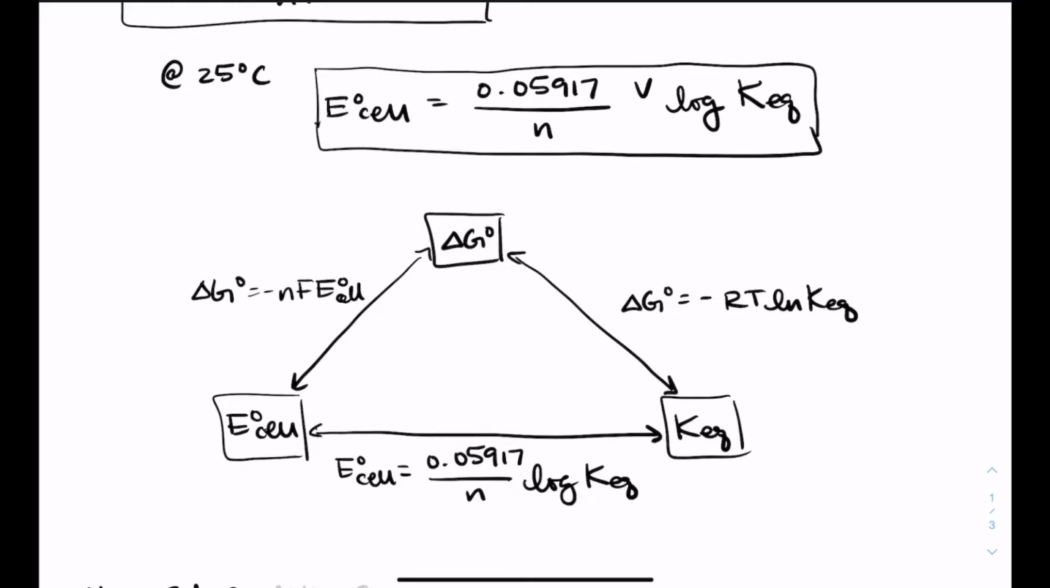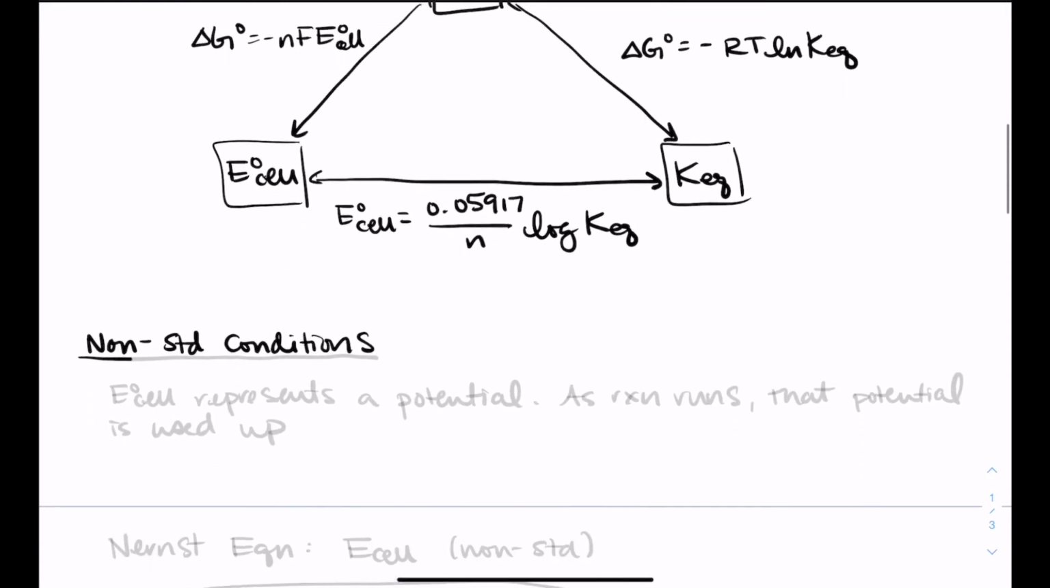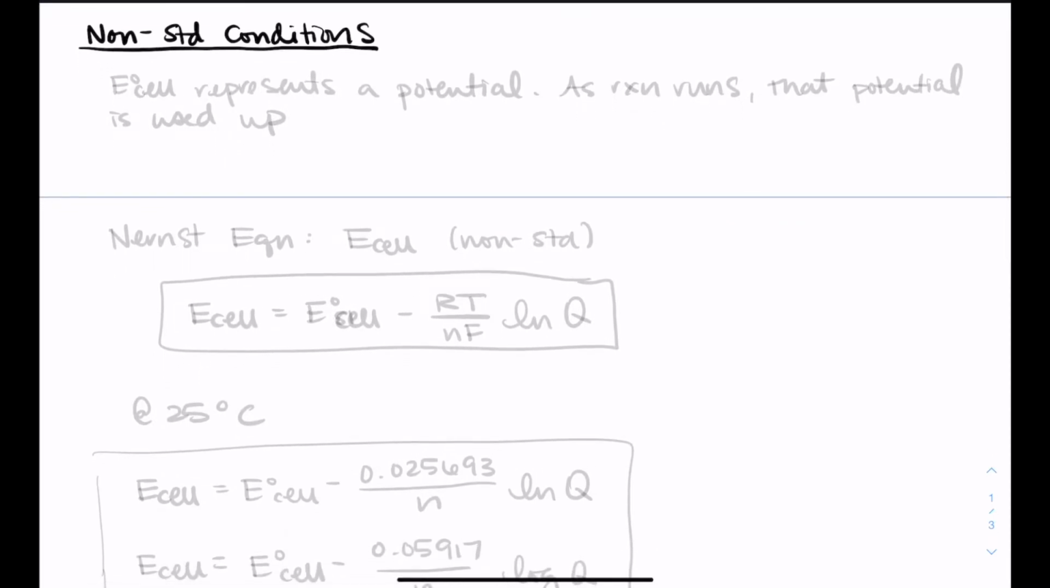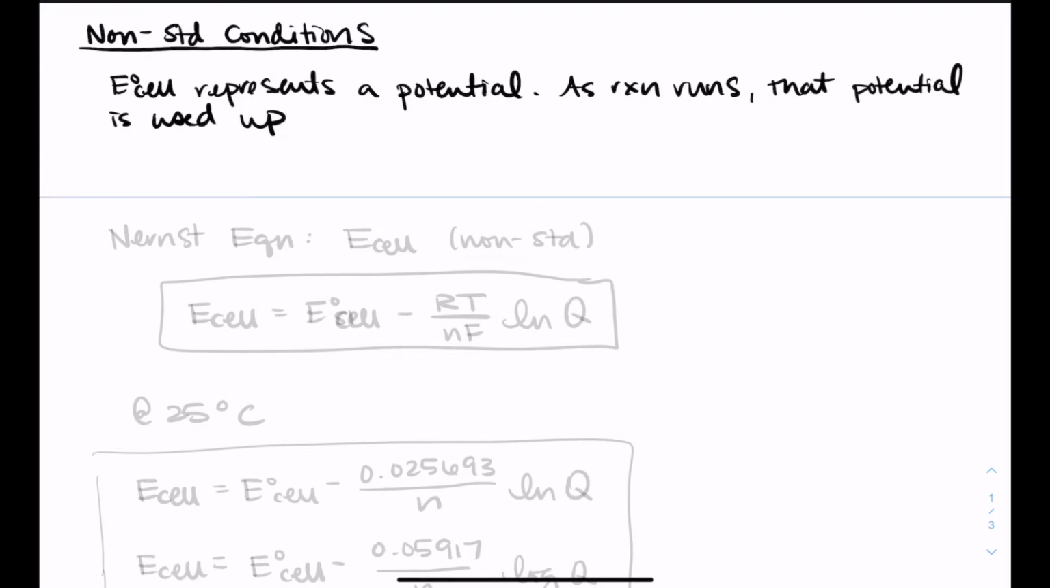So this is all under standard conditions. What about non-standard conditions? E cell represents a potential. As the reaction runs, that potential is used up. So as soon as we get into non-standard conditions, we need an equation that lets us adjust for how far from standard we are. And that is the Nernst equation.